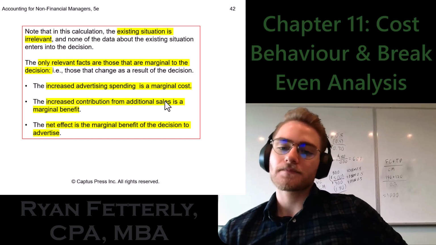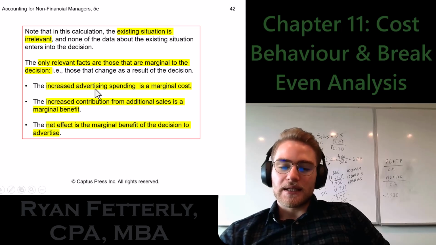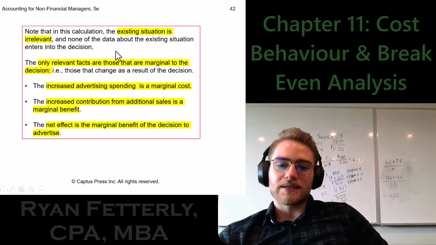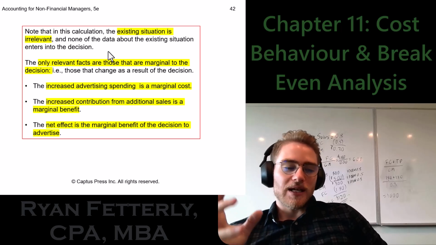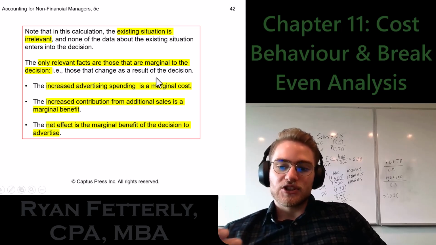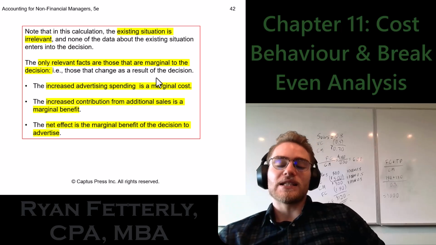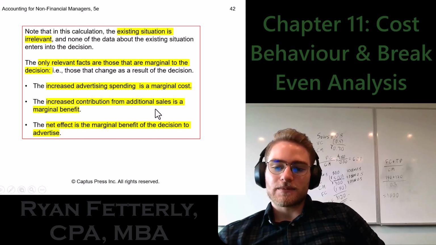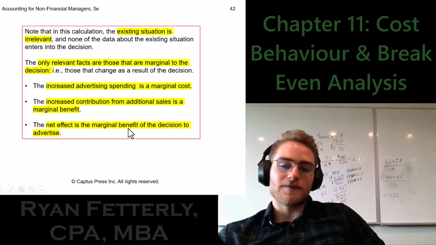Higher risk, higher reward. So note that in this calculation, the existing situation is irrelevant, and none of the data about the existing situation enters into this decision. We're already earning that base amount. So now we're only looking at the incremental increase here. The only relevant facts are those that are marginal to the decision, aka the marginal increase, aka the 250 units additional that we're selling. So the increased advertising spending is a marginal cost. The increased contribution from additional sales is a marginal benefit. And then the net effect is the marginal benefit of the decision, which is that $15.